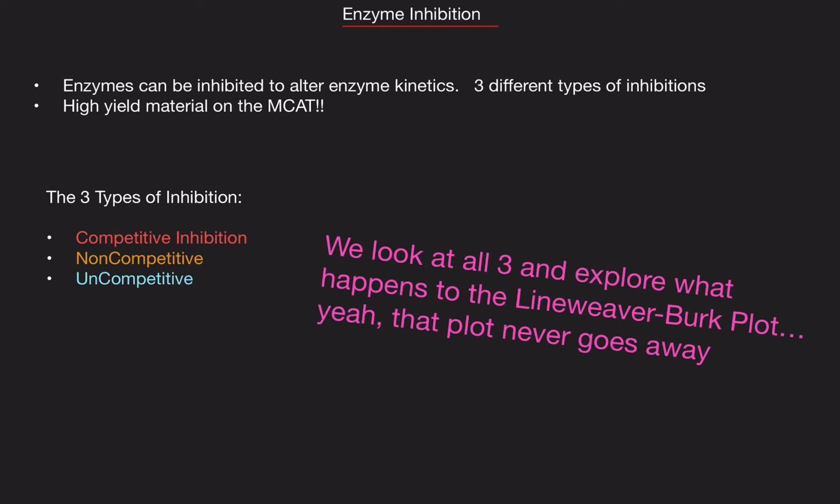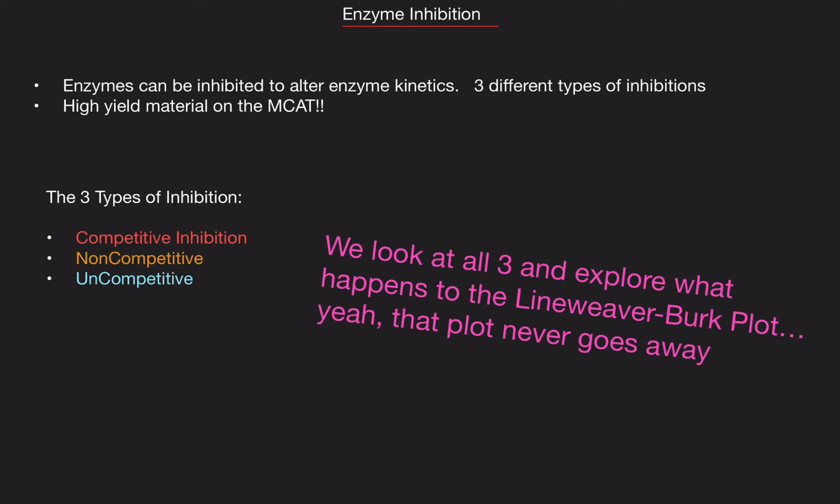So enzymes can be inhibited to alter enzyme kinetics. The three different types of inhibition are competitive inhibition, non-competitive inhibition, and uncompetitive inhibition. This is a very high yield topic on the MCAT. The MCAT loves to talk about these three things. So that's where we're going to go over it.